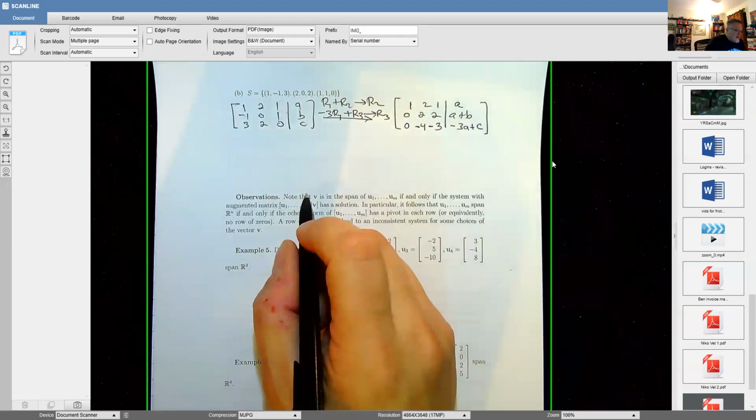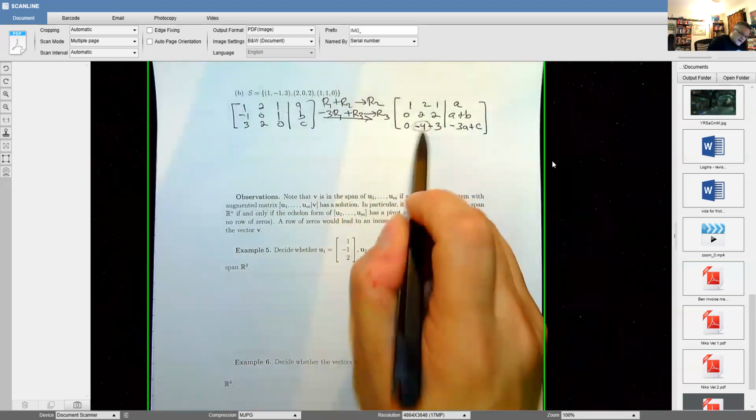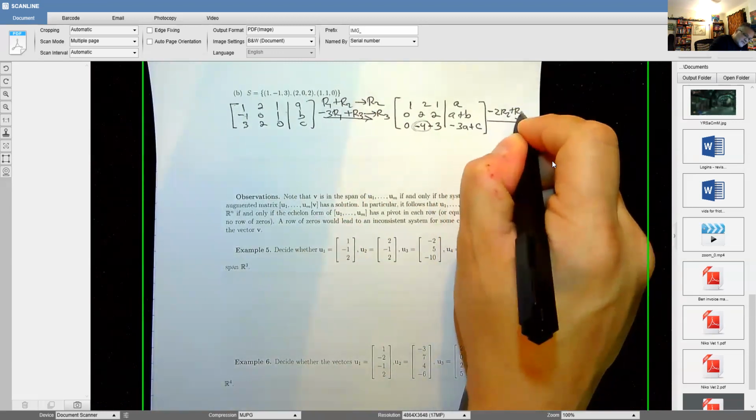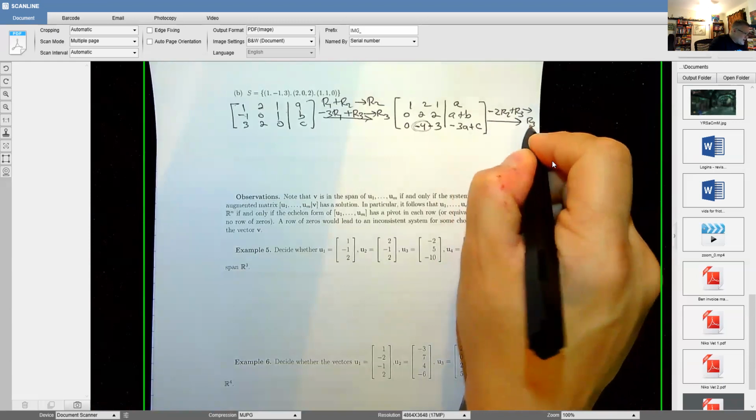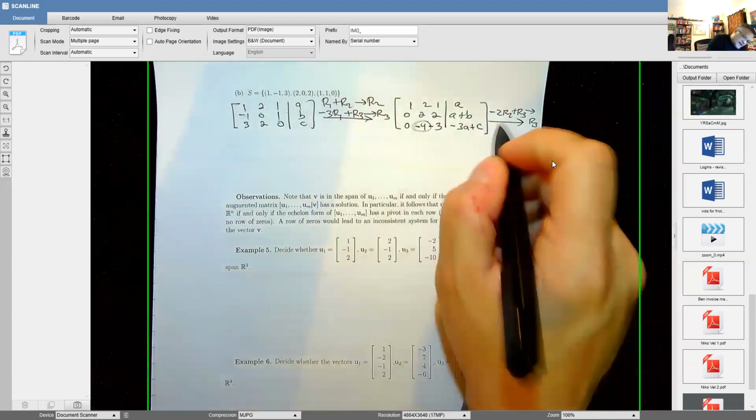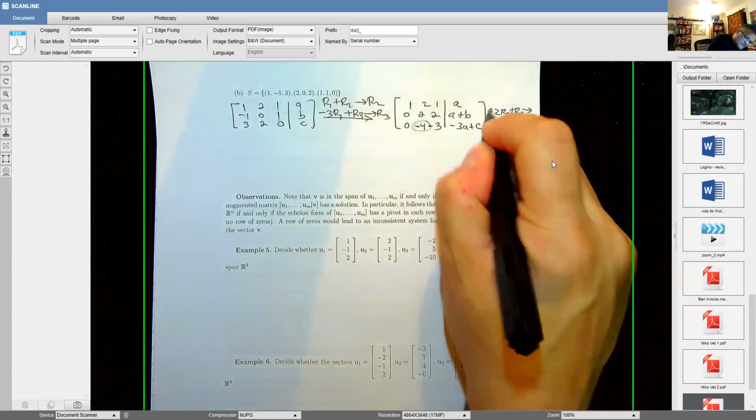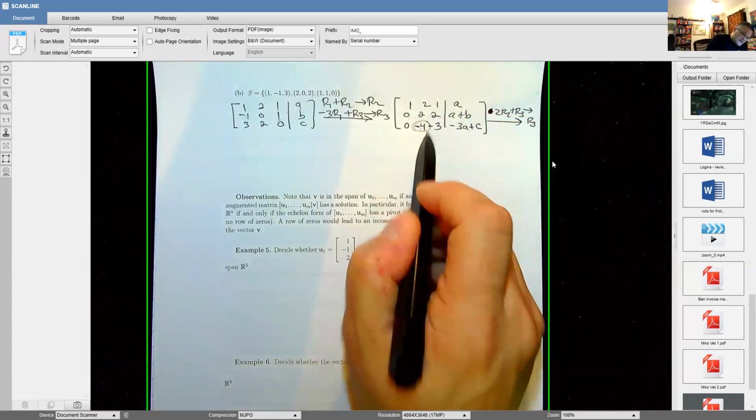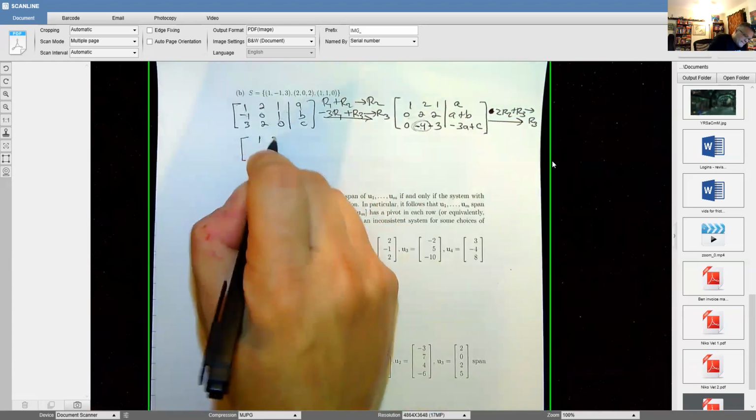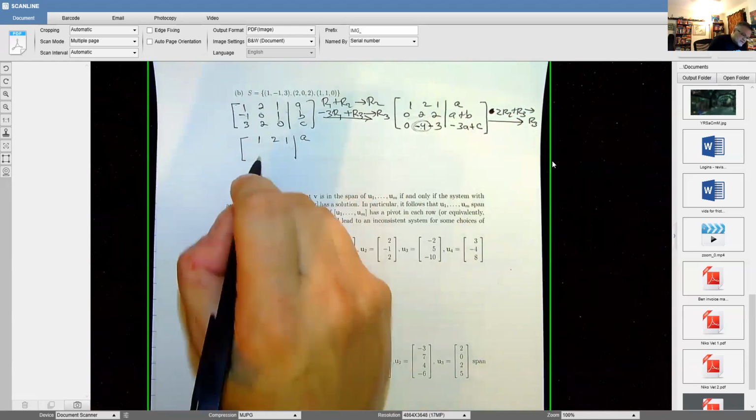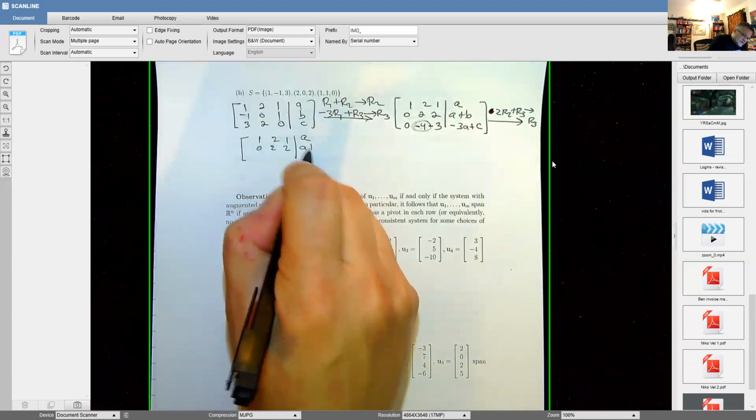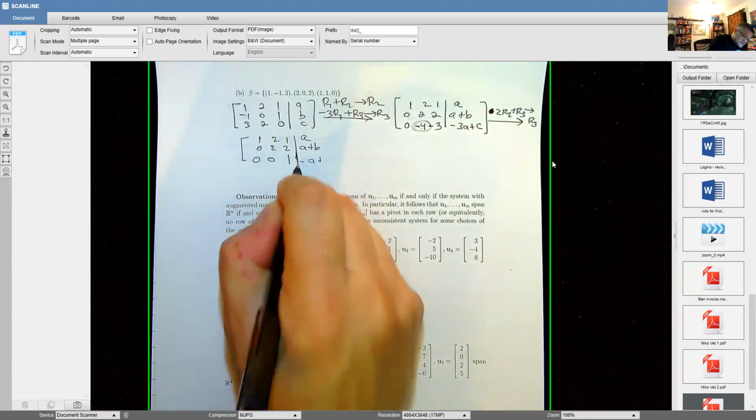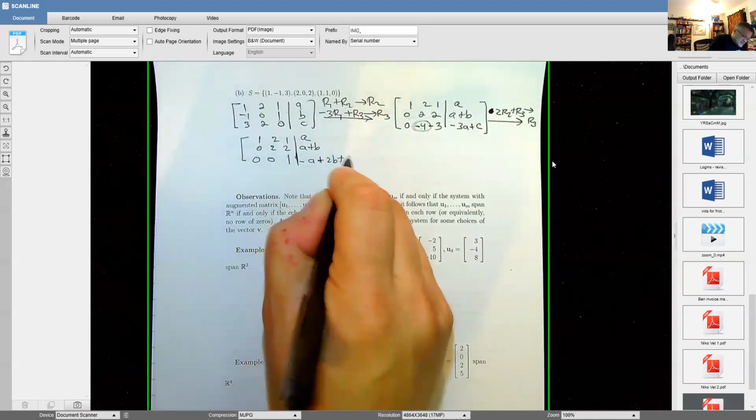And now that's still not in echelon form. I need a 0 there. So I'm going to multiply row 2 by 2 and add it to row 3. Sorry about that, I was already negative down here. So then what I get is the top row stays the same, the second row stays the same, and the bottom row now becomes 0, 0, 1, -a plus 2b plus c.